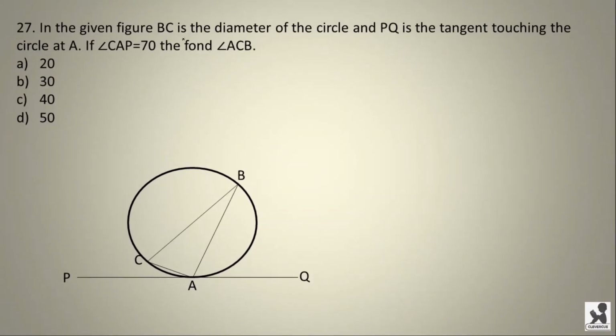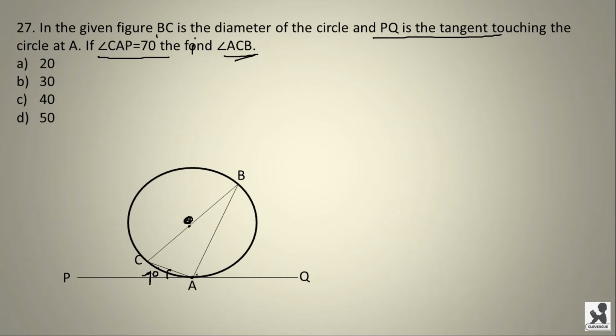In the given figure, BC is the diameter of the circle, so the center lies somewhere over here. PQ is the tangent touching the circle at A. Angle CAP is given as 70 degrees. Then find angle ACB. This is also a similar kind of problem.